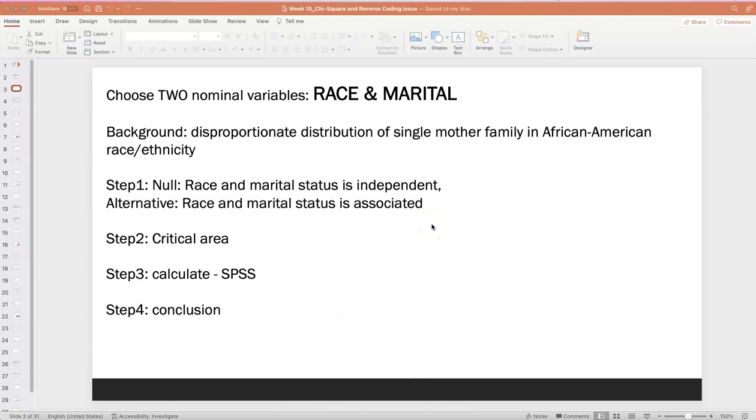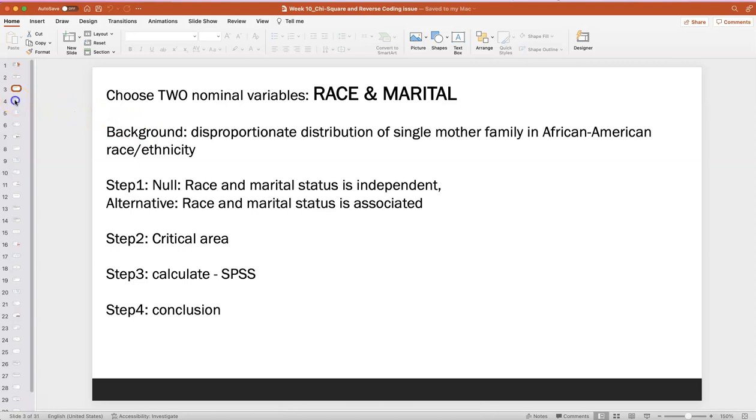Okay, so let me add the demonstration of the chi-square test using two nominal variables and a mixture of variables, and possibly in the next video, the ordinal and ordinal variables with the recoding process. So, the race and marital variables. It's pretty clear that race, white, African American, and others, is a nominal variable. Marital status is as well a nominal variable.